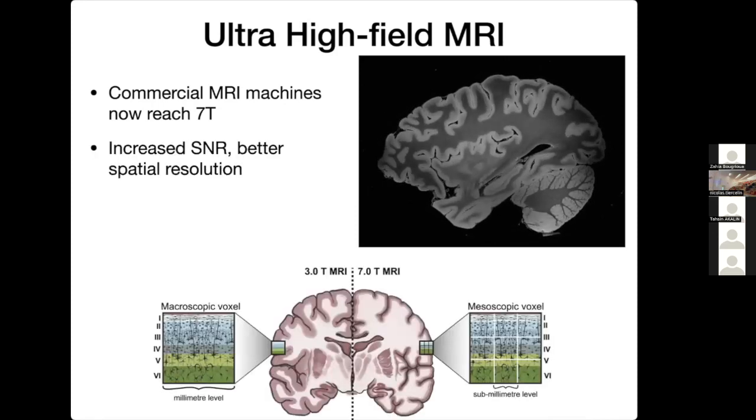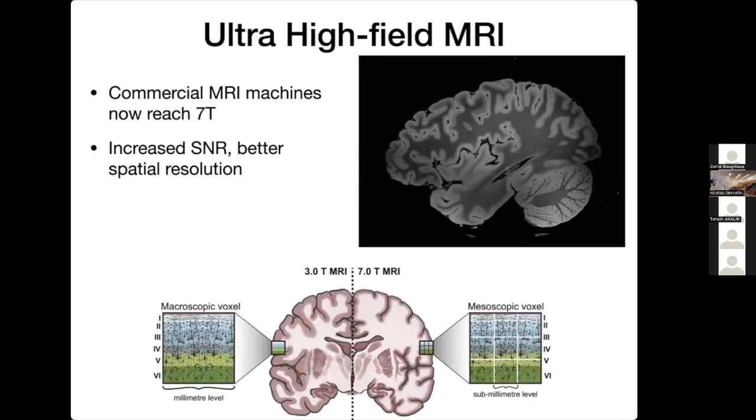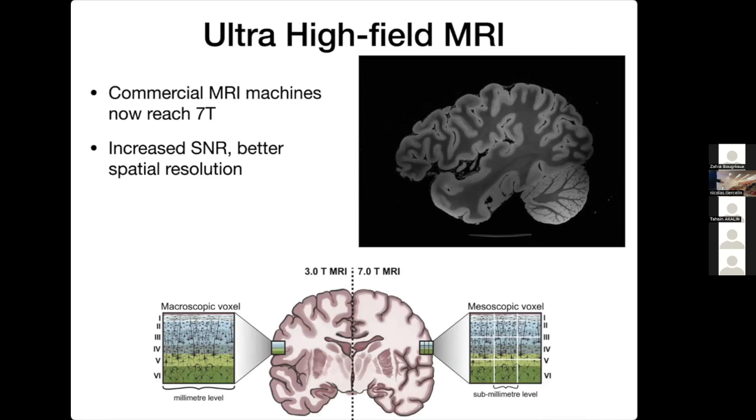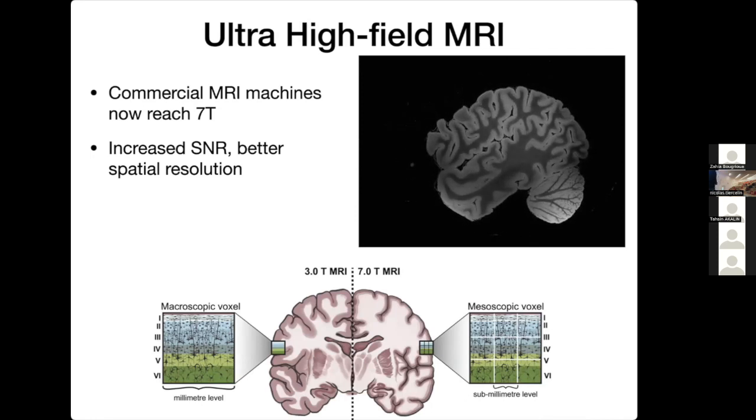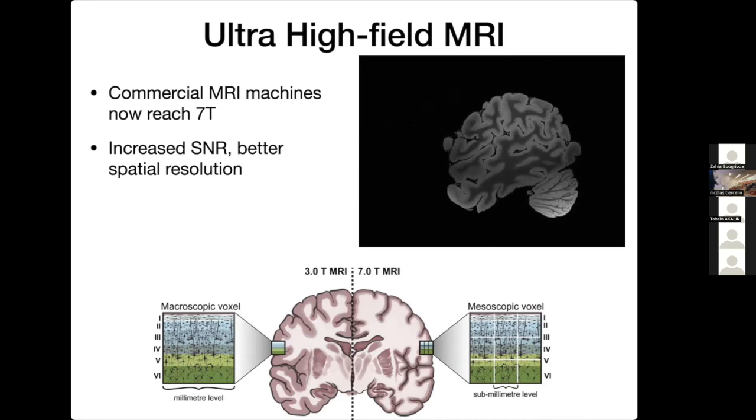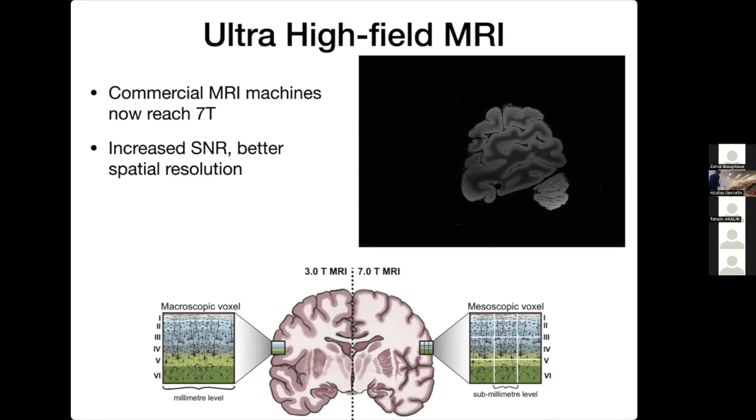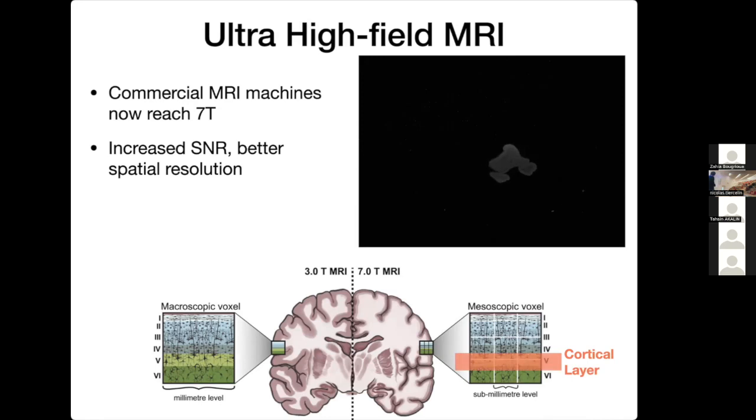For BOLD fMRI, what you get with these high field machines is increased signal to noise ratio, and then better spatial resolution. What's really interesting is that the spatial resolutions we are reaching with these machines gets close to the spatial resolution of actual building blocks in the brain, which wasn't the case before. These building blocks are either cortical layers, the cortex is organized in layers, or cortical columns. So cortical columns are kind of subunits of the cortex. For example, this orientation sensitivity that I showed in the intro, it's organized by these columns. And with these high field MRI machines, we are approaching these resolutions.